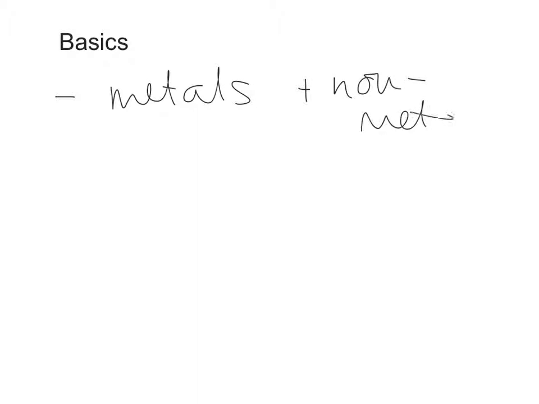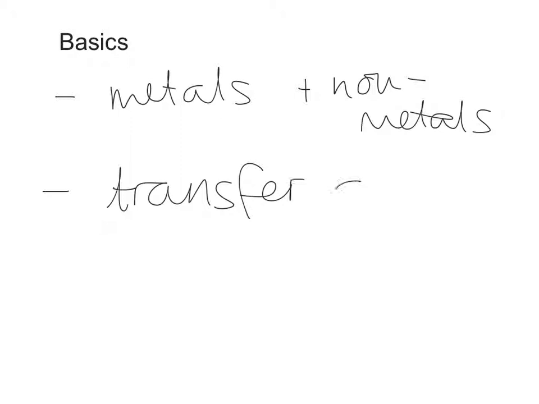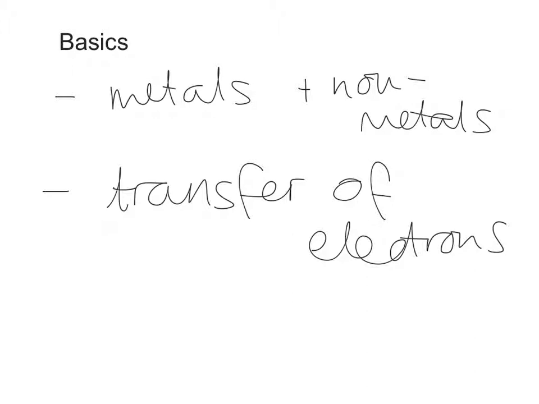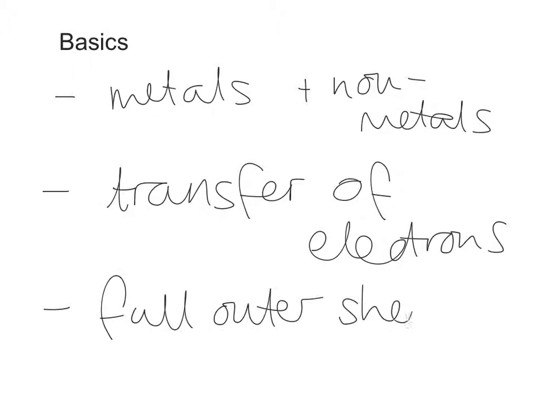So the basics. Which type of elements ionically bond? It's metals and non-metals. So metal and non-metal atoms are the ones that will ionically bond. They do it by the transfer of electrons. So metal atoms will lose electrons and non-metal atoms will gain electrons, always with the aim of getting a full outer shell, very much like group 0 elements, the noble gases.